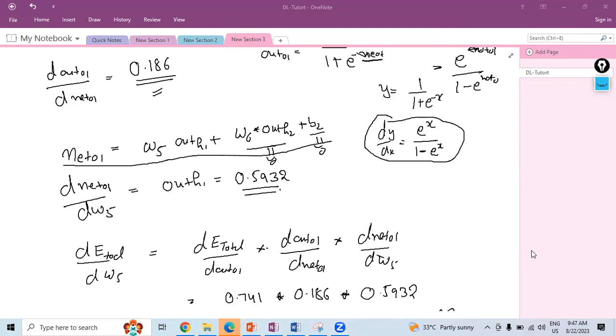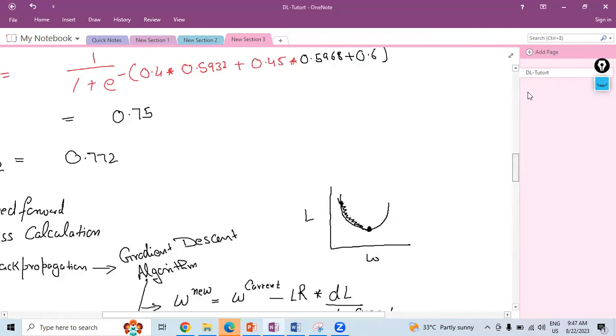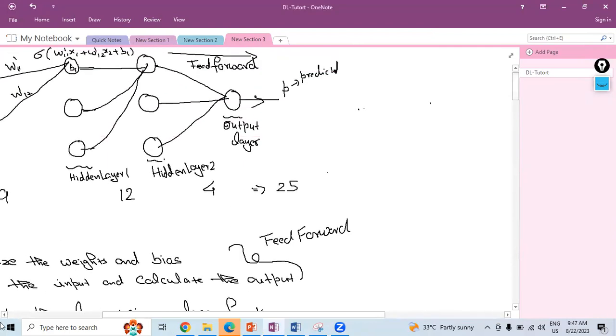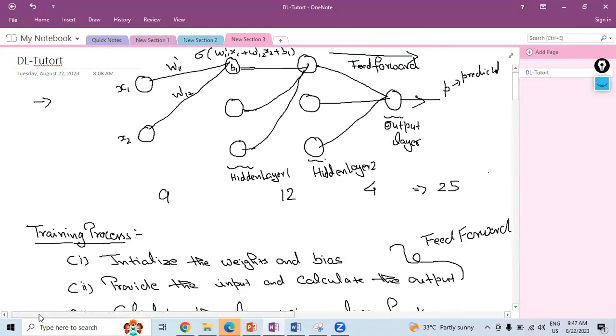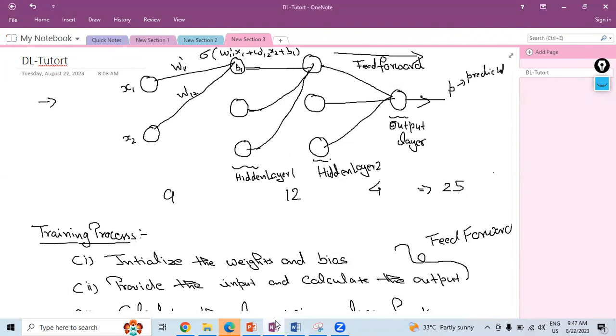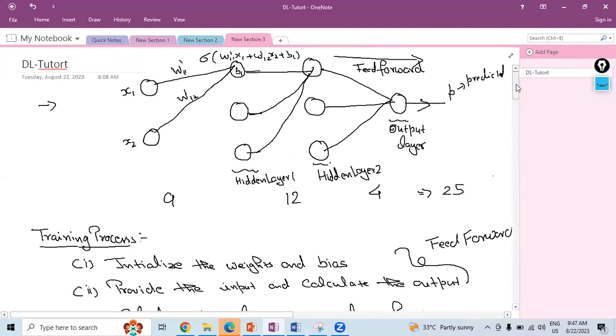So let me do one thing. Let me just reiterate the things, and then we can wrap up the session for today. I hope you found the session helpful. If you have any doubt, please feel free to ask. So in today's session, we decided to learn about the learning of this artificial neural network, what is the training process or the learning process. So we took a simple example.